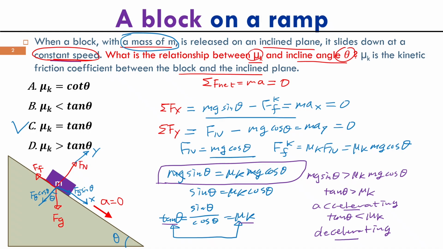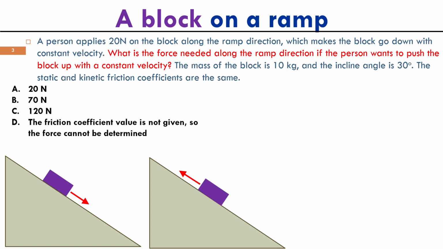Alright, now let's look at the second question. So the second question says, a person applies 20 Newton on a block along the ramp direction. So this is 20 Newton along the ramp direction, which makes the block go down with constant velocity.